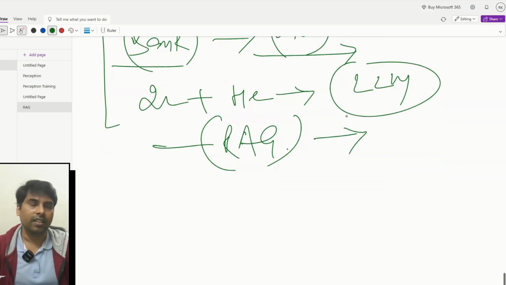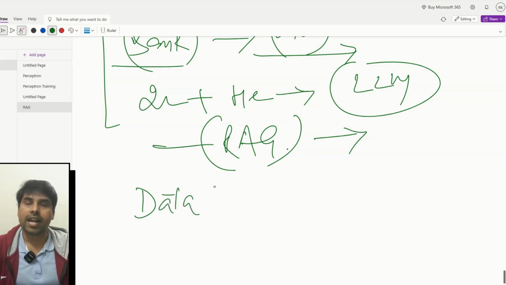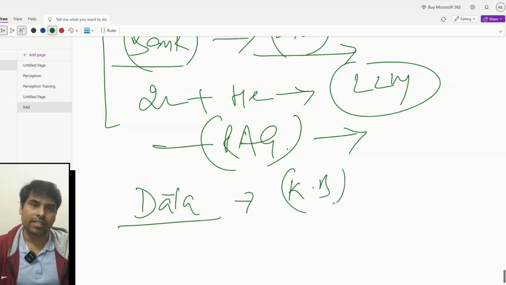And here is one thing: the data is dynamic. This is one great advantage of RAG. Let's suppose today you added some data in the knowledge base. Suppose you are maintaining a knowledge base in a vector DB, right?